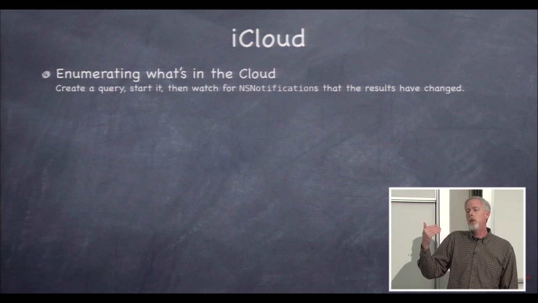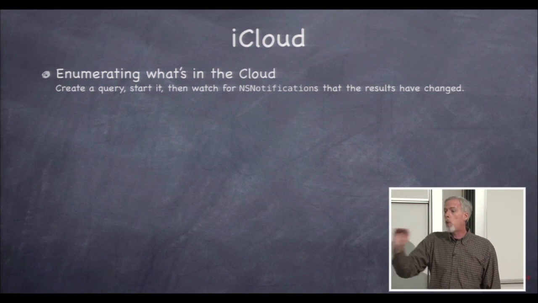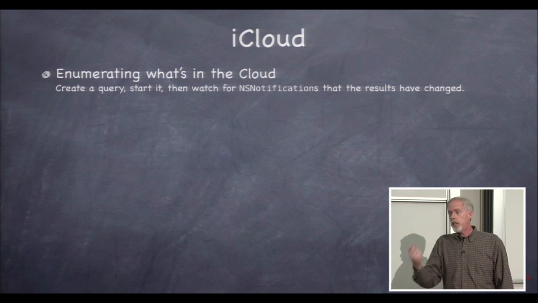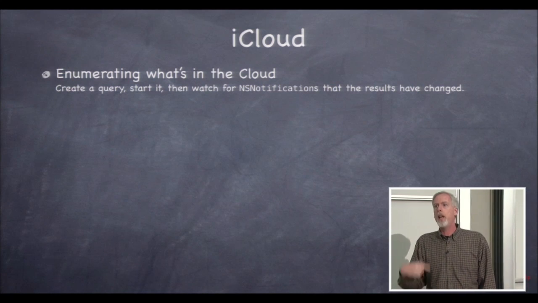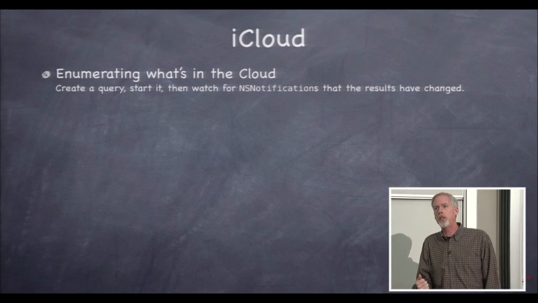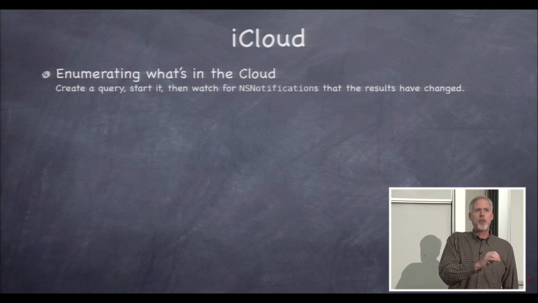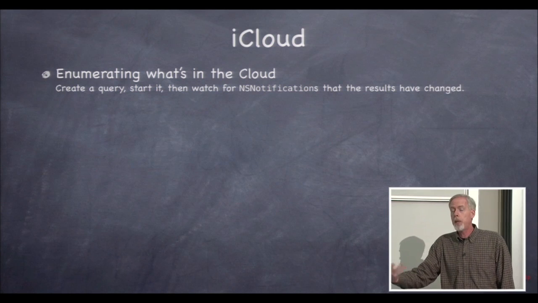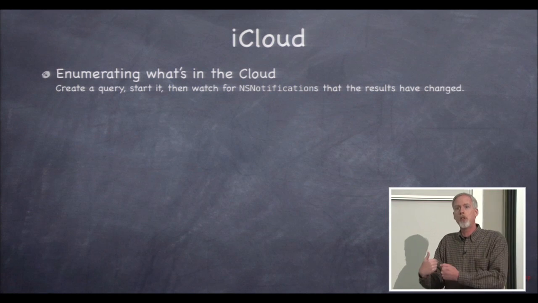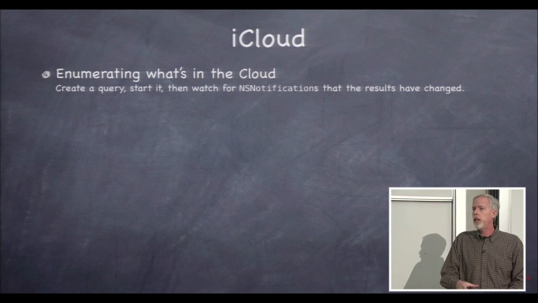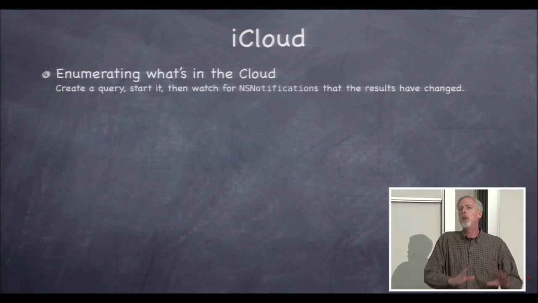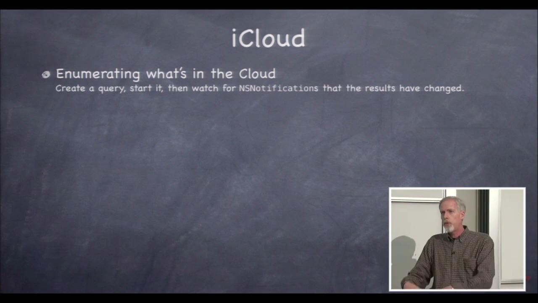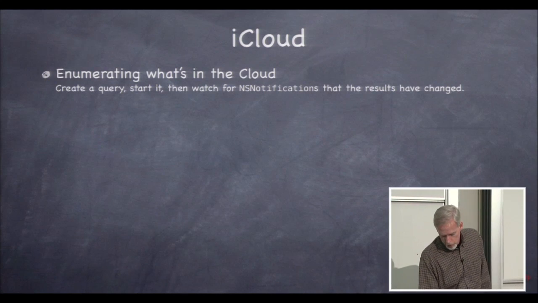So really what you want to do when you want to see what's in the cloud is issue a query with a certain predicate that says, tell me what's in the cloud. And then every time that changes, you want to get a notification: hey, that query that you asked me to do, the answer has changed. This is very similar to NSFetchedResultsController. You give it a fetch request, and anytime something changes in the database that would cause that fetch request to return different data, it automatically goes and gets it. Same thing here. Now this is not a fetched results controller, and this query is a different class, but it's the same concept, where it's going to send you notifications when what you queried is different.